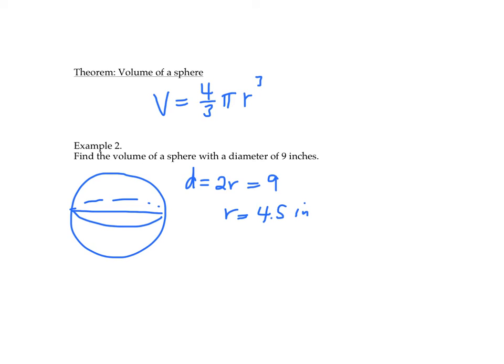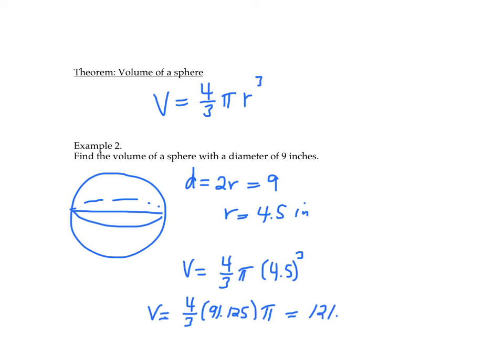Okay, so finding the volume, we're going to do 4/3 times pi times 4.5 raised to the third power. 4.5 raised to the third power is actually going to give us 91.125. Then times pi. We can simplify this a little bit. If you take 4/3 times the 91.125, it actually works out to be a little bit nicer, 121.5. Then we need to multiply by pi, and the units would be inches cubed.